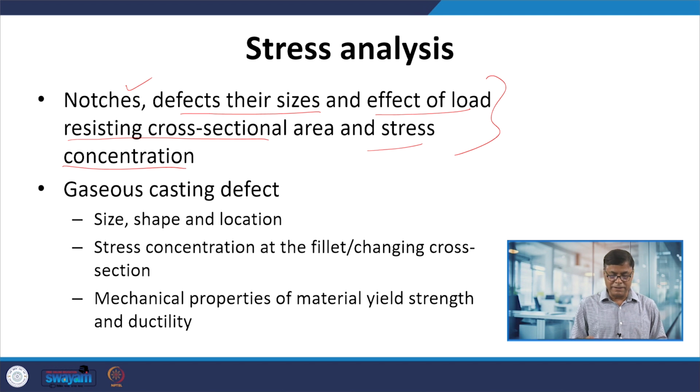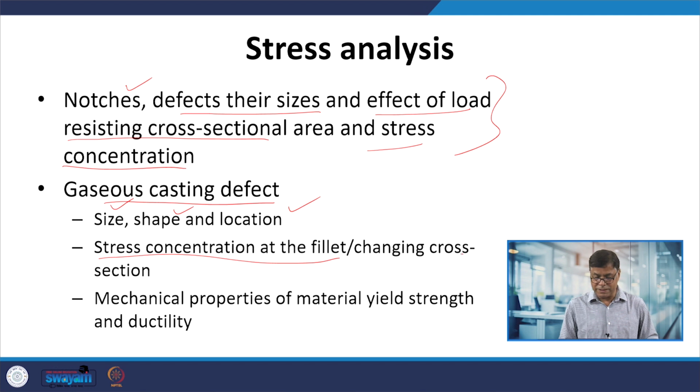So, for the defects in the casting, like gaseous defects observed on the fracture surface, we try to see what the size is, what the shape is, where it is occurring, and the stress concentration in the form of fillets wherever the change in cross section is taking place, or the geometrical stress concentration due to the typical geometry of the casting, and the mechanical properties of the material in terms of yield strength, ductility, toughness, etc. Okay. So, these are the factors which are kept in mind for the stress analysis.